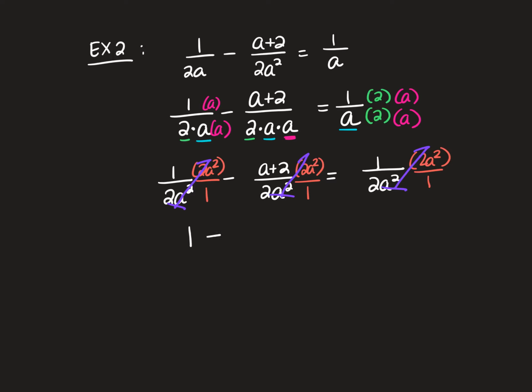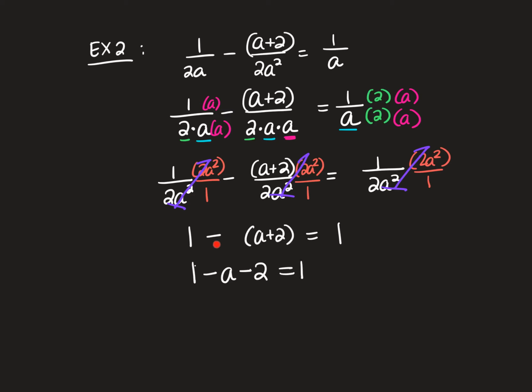Minus, and then I have a plus 2 over 1. Now I'm going to put that a plus 2 in parentheses. You can actually do this straight from the start if you want. Whenever you see any kind of binomial in a fraction, if you put that in parentheses, it can really save you a lot of grief later. And then equals, again, we've just got 1. So what I really have here is 1 minus a minus 2 equals 1.